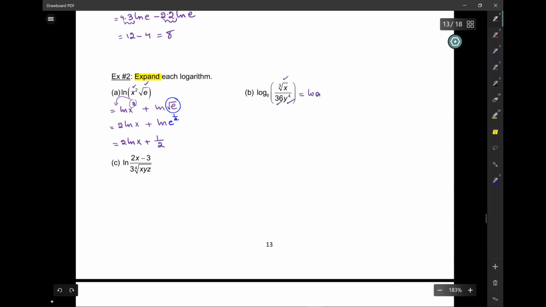so I have log base 6. Now in this case, I have some in the numerator, some in the denominator. Everything in the numerator gets a plus sign. So this will be log base 6 of the cube root of x. Now, everything in the denominator gets its own minus sign. So, minus log base 6 of 36, minus log base 6 of y to the 4. Okay?